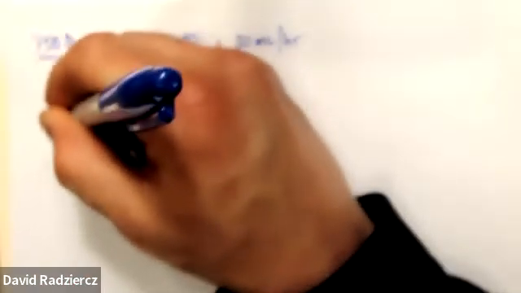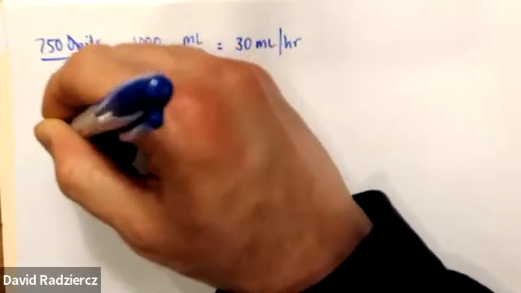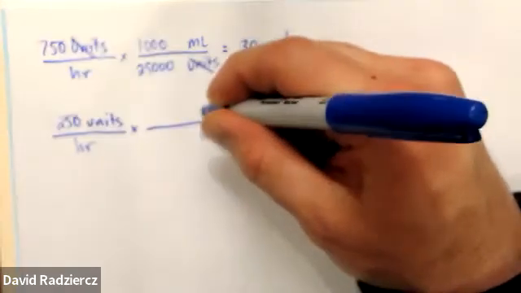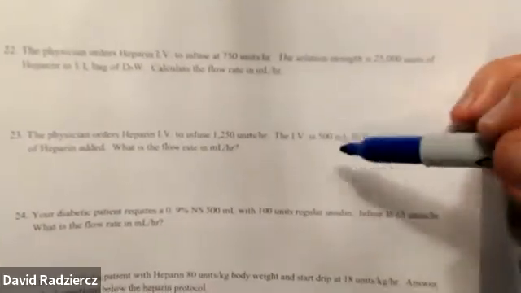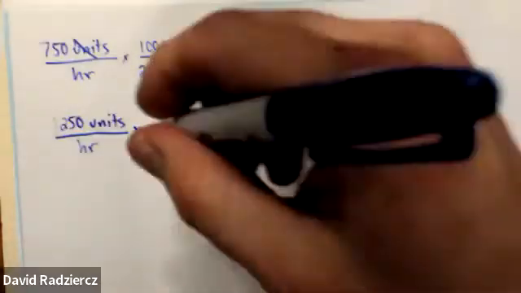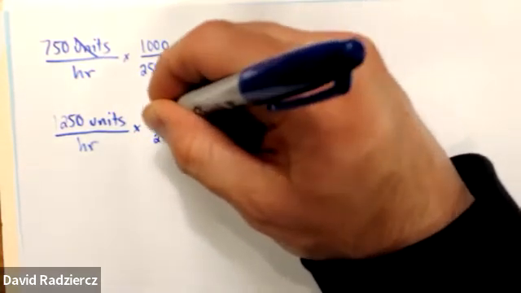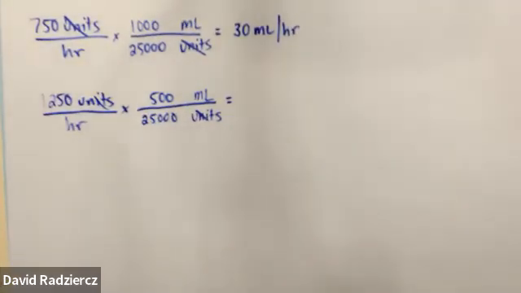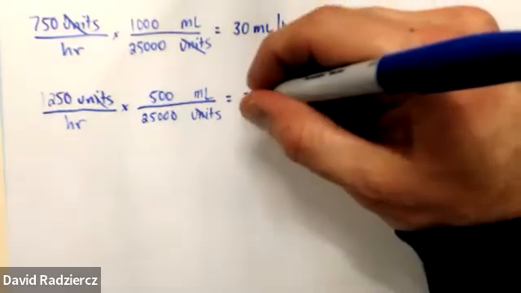All right. You're going to do the same thing for 23. You're going to set it up exactly the same way. Start with the 1,250 units per hour. Then multiply by the conversion from your IV. What does it say? It says 500 milliliters and then 25,000 units. 1,250 times 500 divided by 25,000. And you get 25 milliliters per hour.